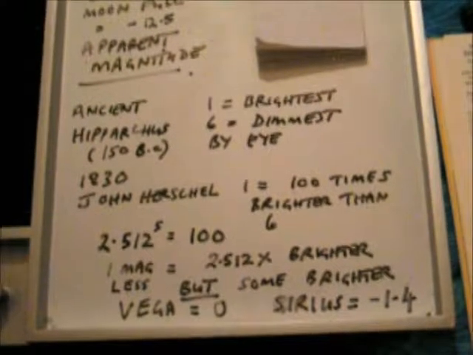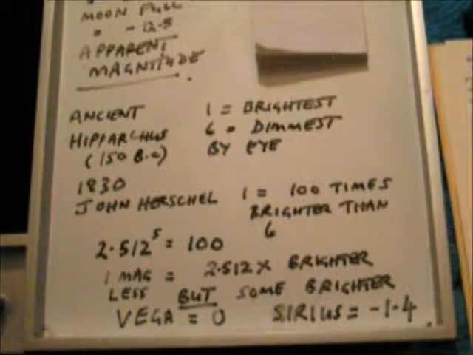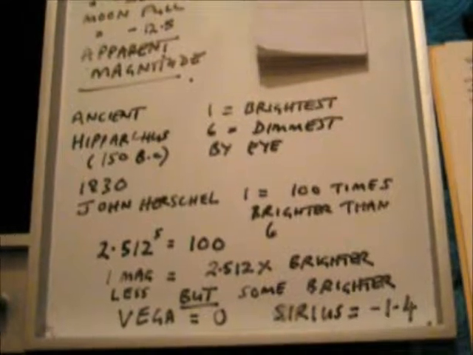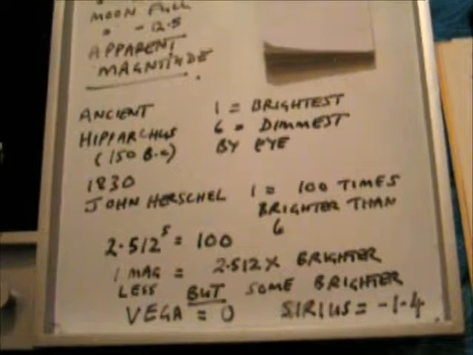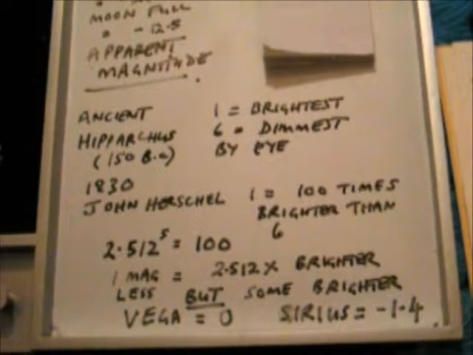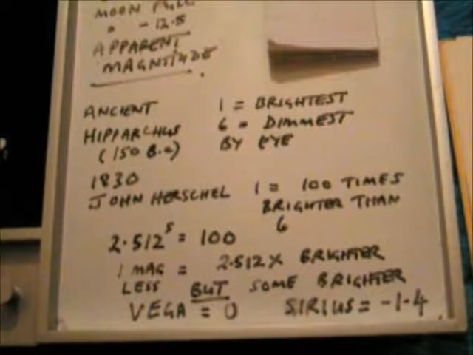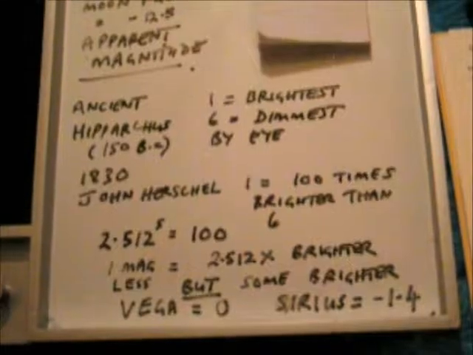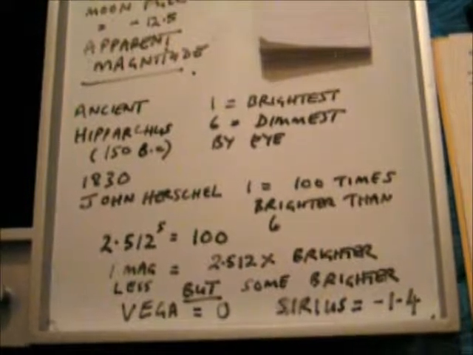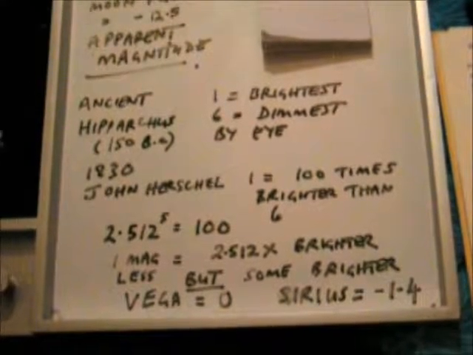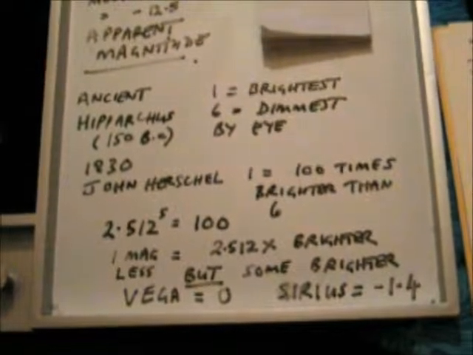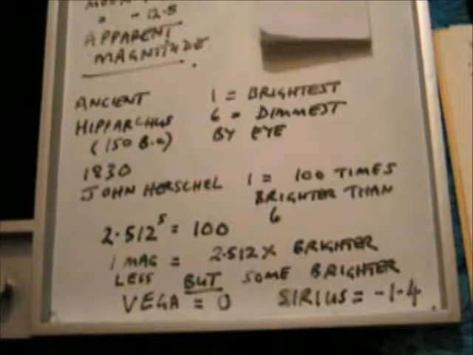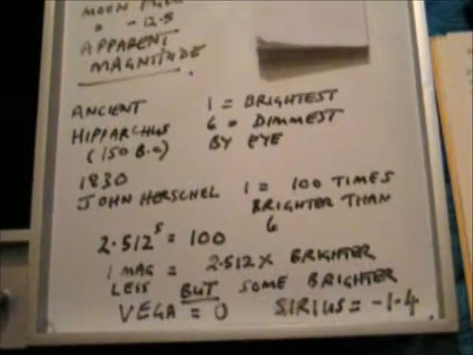But that magnitude scale is still used today. The thing to remember is the smaller the magnitude, the brighter the star. And it is a logarithmic scale. In other words, 2.512 is the factor by which you multiply to go from one magnitude to the next. Magnitude 2 is 2.512 times fainter than magnitude 1.